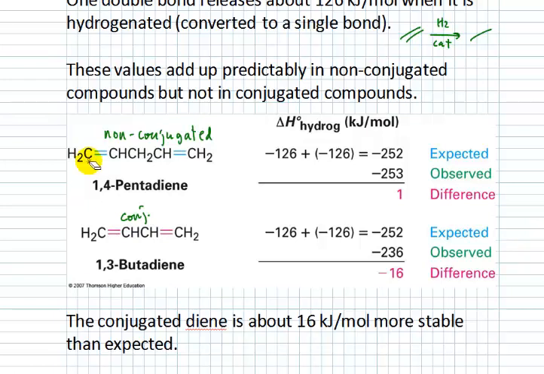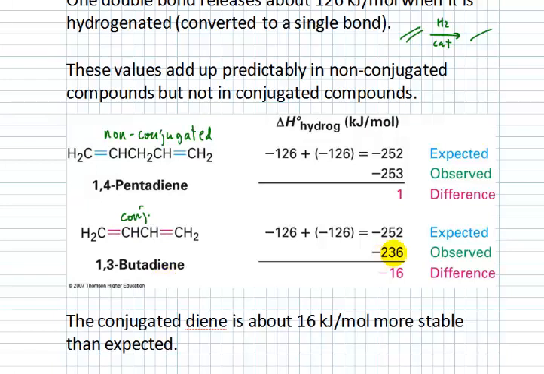So these molecules are very similar. They both have 2 double bonds. The only difference is the conjugation. So conjugation itself lends an extra factor of stability to a molecule. It lowers the energy of a molecule.